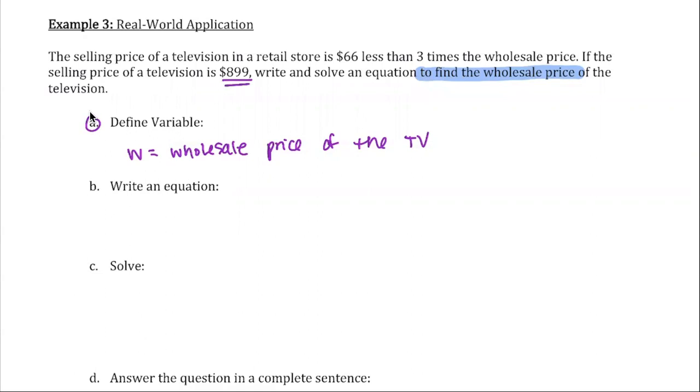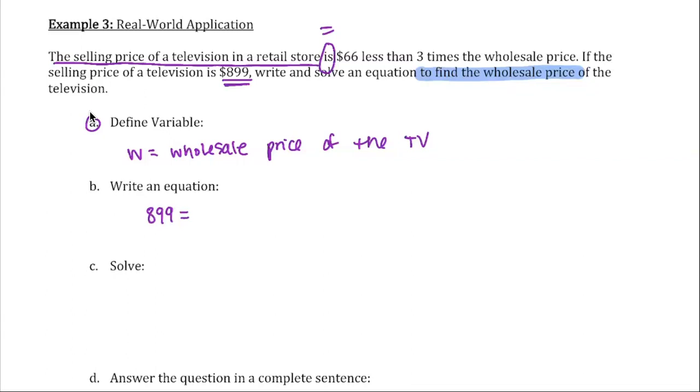So here it says the selling price of the television in a retail store is, that's letting you guys know where your equal sign is. And down here, it tells us what the selling price of the television was. So when I start my equation, I'm going to start with 899 equals. And then let's see what else is there.